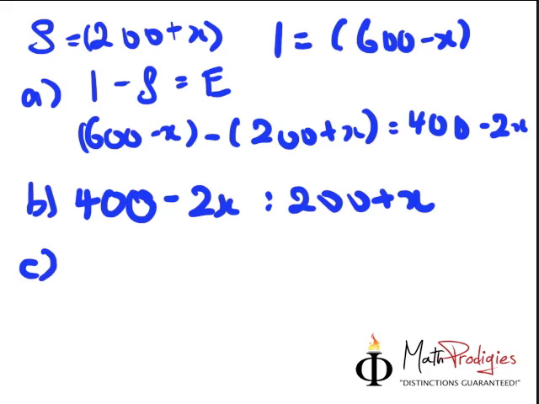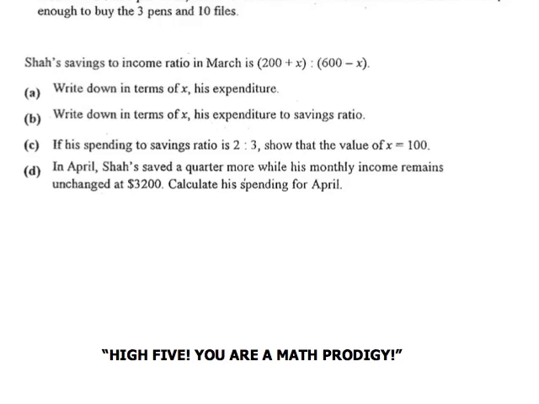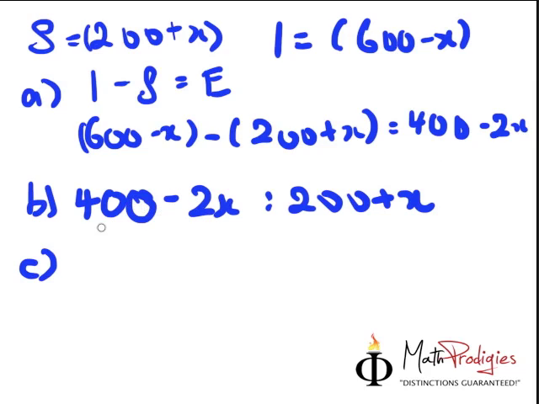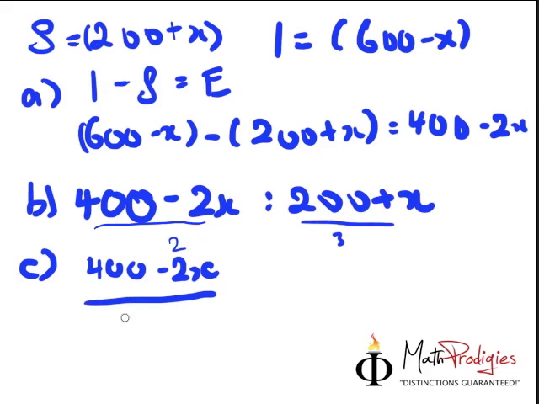For part C, if his spending to savings ratio is 2:3, show that the value of X equals 100. Now here's the part where you might get a little confused, but it's very simple. Expenditure to savings is the same as spending to savings. So this ratio is actually 2:3. In other words, 400 minus 2X over 200 plus X is the same as 2 over 3.